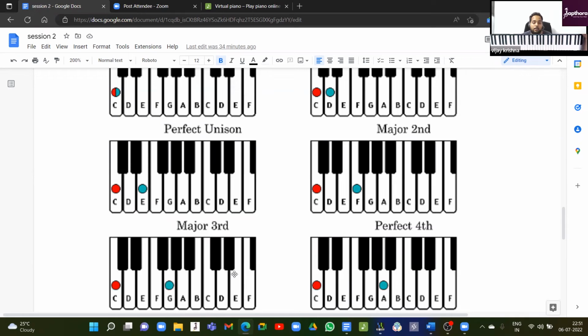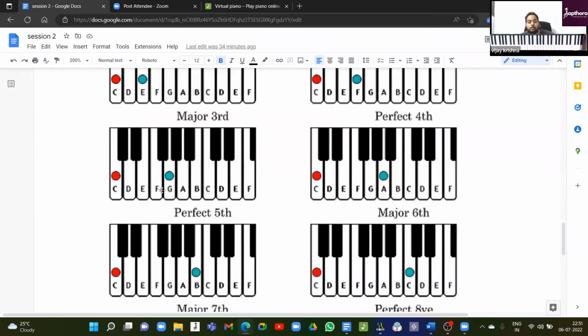Okay, let's move on to the fifth. You need to count the letters from the C. So C is 1, D 2, E 3, F 4, and G will be the fifth letter in the C major scale. When you play the first note and the fifth note both together, that has a name called a perfect fifth.